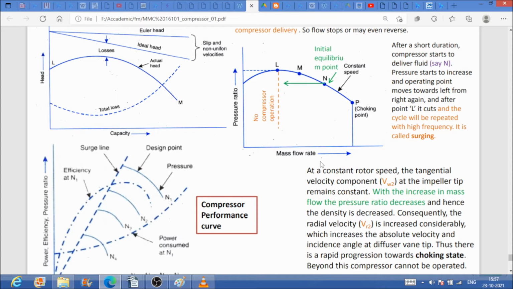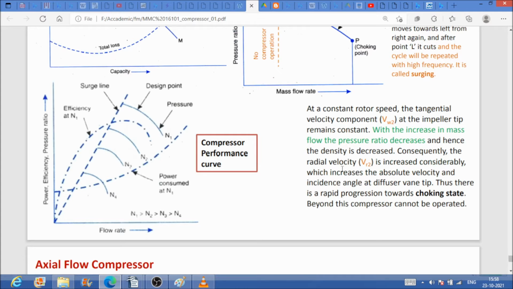the velocity component of the impeller tip remains constant. Now with increase in mass flow rate, the pressure decreases. You can see the pressure ratio decreases. That means the downstream pressure is getting decreased, and hence when the pressure is getting decreased, the density is also getting decreased. When pressure increases, then only density increases. Now the pressure is decreasing, meaning density is decreasing.